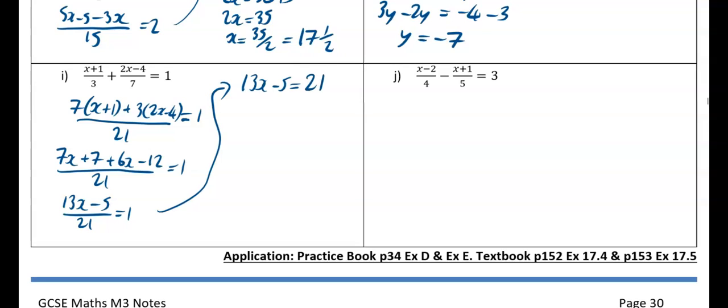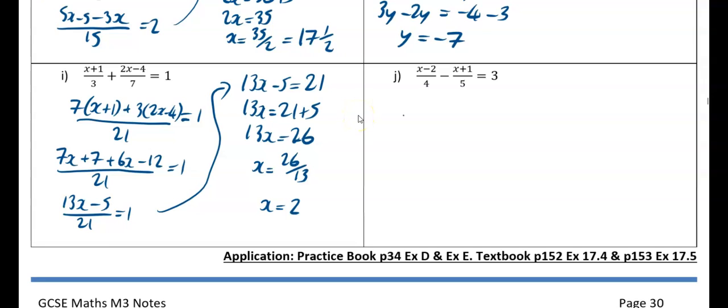And then we've got 2 things going on. 13 is multiplying that by x, then you're taking away 5. The opposite of taking away 5 is adding 5. So you'll have 13x is equal to 26. Oh, this is going to be a nice answer for a change. And then the opposite of multiplying by 13 is dividing by 13. So you'll have your x is equal to 2.